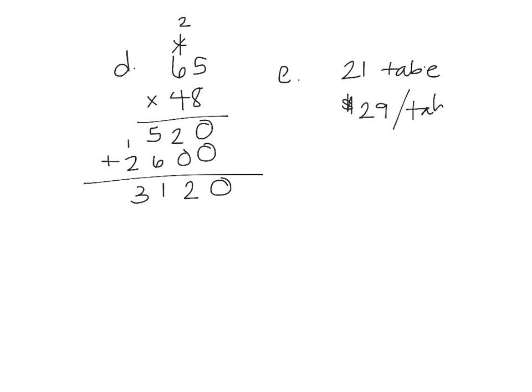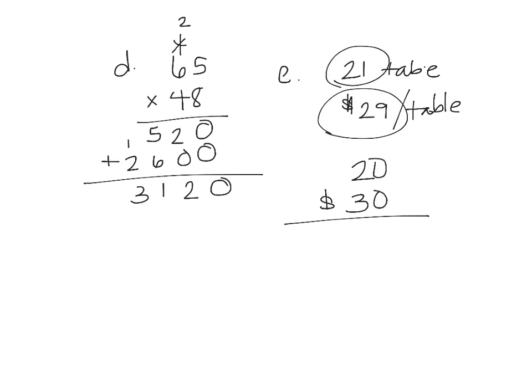All right, so let's round. We'll round 21 to 20, and we're going to round 29 to 30. So 20 tables at $30 a piece. And we're going to bring down our 2 zeros. And 3 times 2 is 6, a dollar sign. So our reasonable estimate is $600.